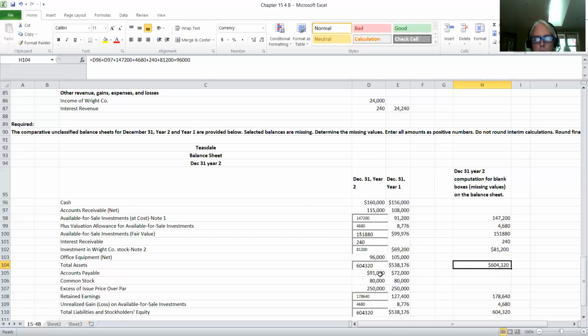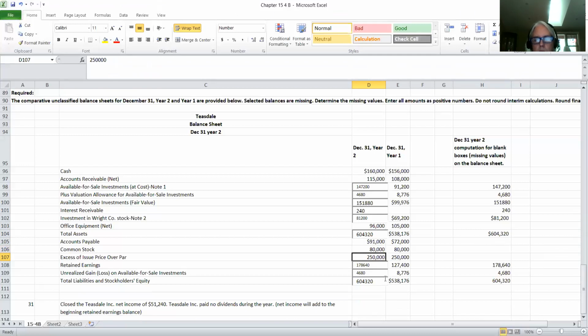The accounts payable amount was given. Didn't have to do anything to accounts payable. You didn't have to do anything to common stock. They gave you that. You didn't have to do anything to the excess of issue price over par. The next thing that you have to know about retained earnings is that the beginning balance of retained earnings is $127,400. To this, we must add our net income for the period.